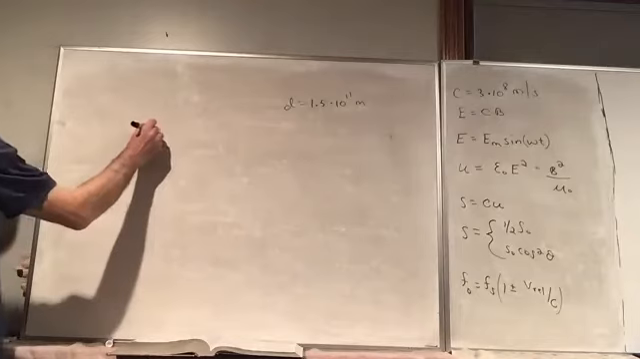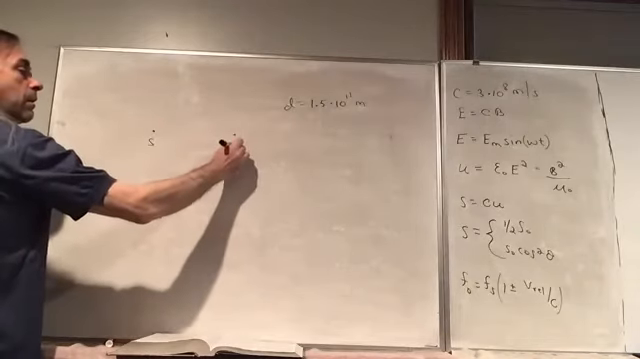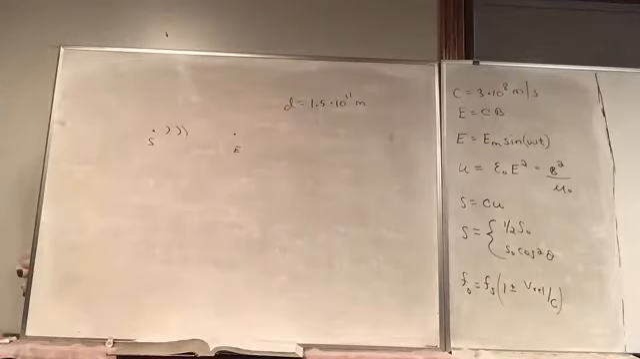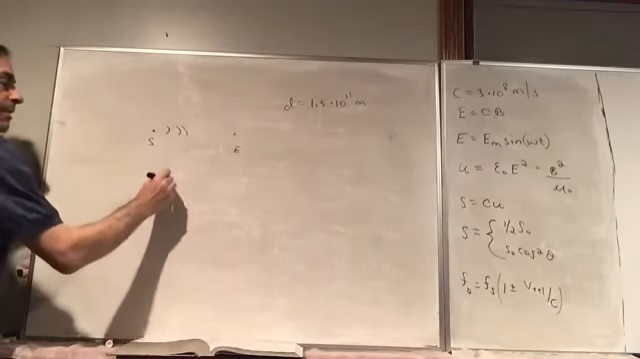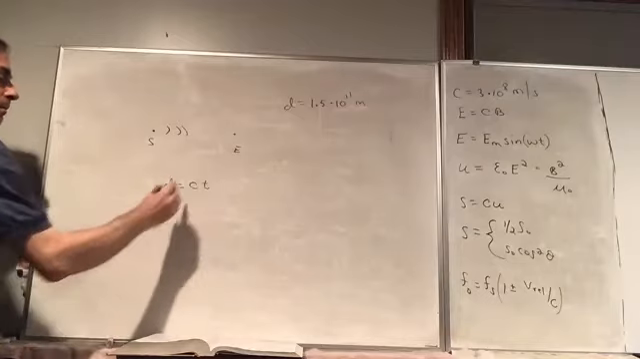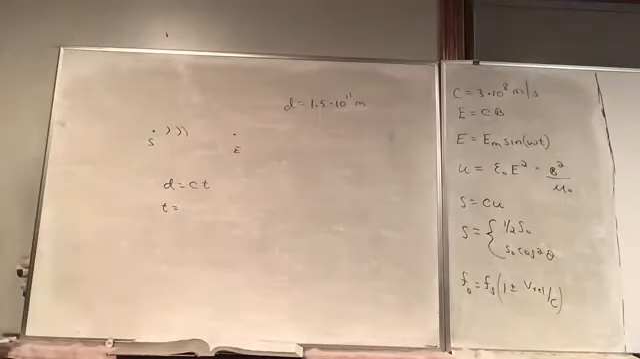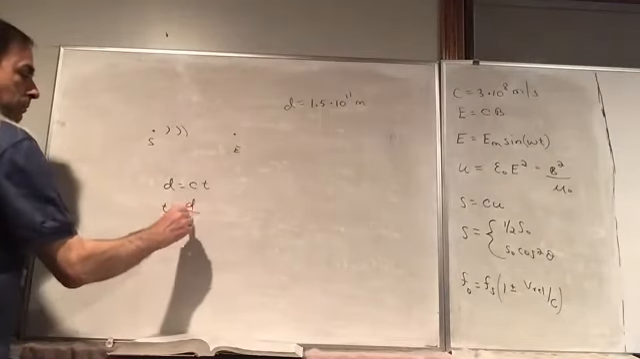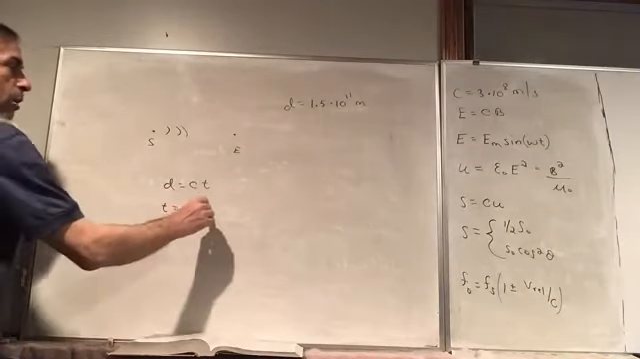So, sun, Earth. So they're moving at the speed of light. So this is a very simple problem: distance is speed times time. So we just solve for time.